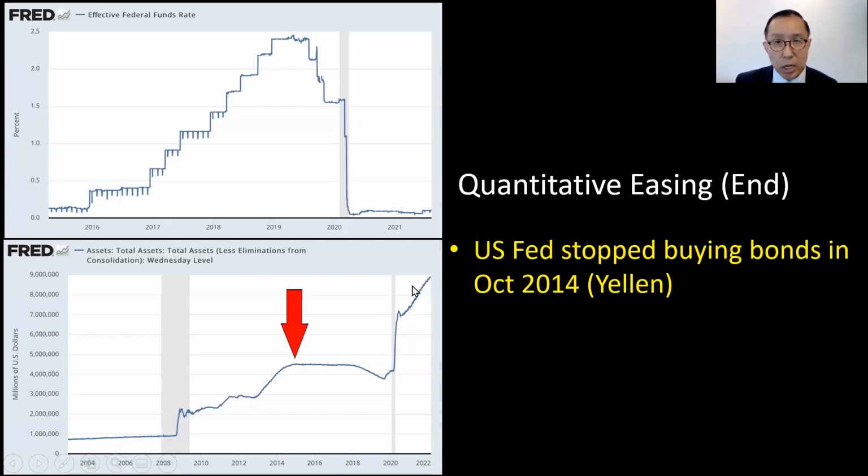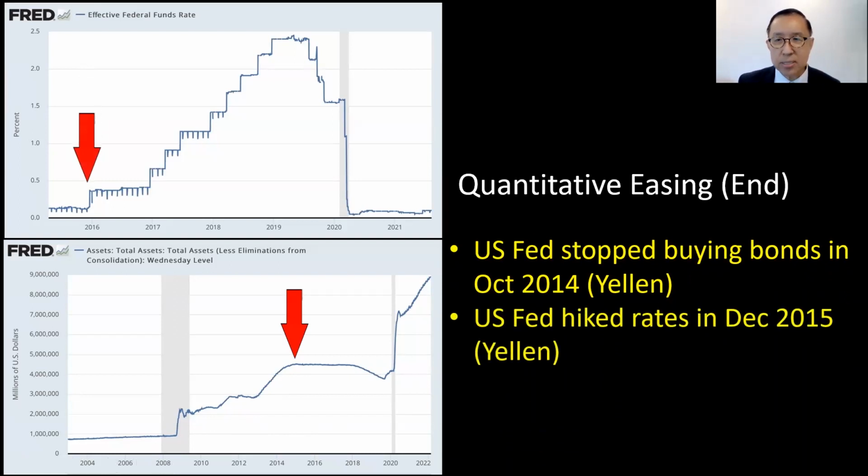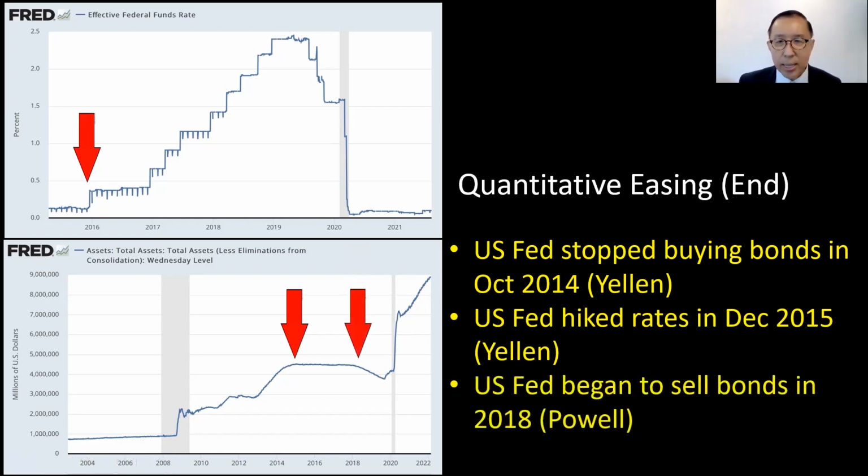This chart shows what actually happened with Janet Yellen. In year 2014, she stopped buying bonds. So you can see this chart here. The amount of bonds accumulated by the US Fed stopped growing around 2014. 1 year later, she raised interest rates. This is in December 2015. And then when she retired, Jerome Powell came over, and in 2018, he started to sell all the bonds which the Fed had been buying.